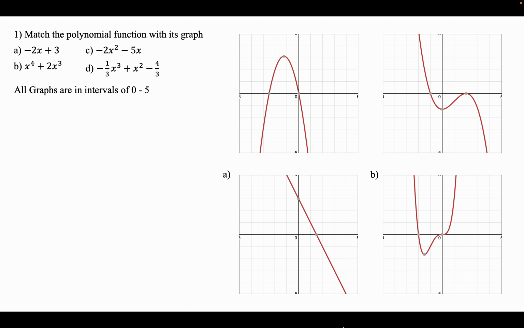For C, negative 2x squared minus 5x, it is similar to B, but this time the leading coefficient is negative. So that means it is similar to B, but this time the graph is flipped over the x-axis. So the answer would be the top left graph, meaning the top left graph is C. So that leaves us with D being the top right graph.